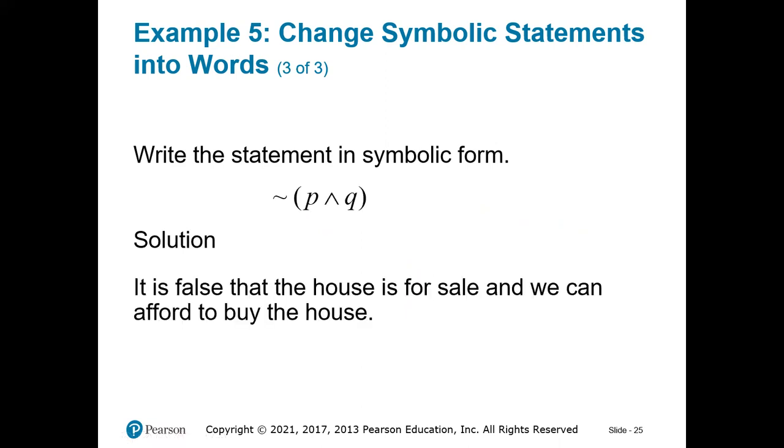So how are we going to translate this? When you have the negation outside, you can say it is false, right? So this one here, you can always replace by "it is false that." That what? That this thing here. It is false that the house is for sale. And you see that? This is the end. And we can afford to buy the house.